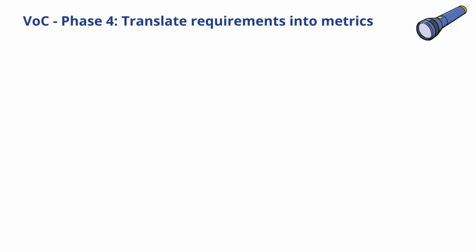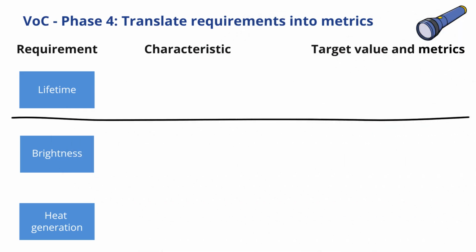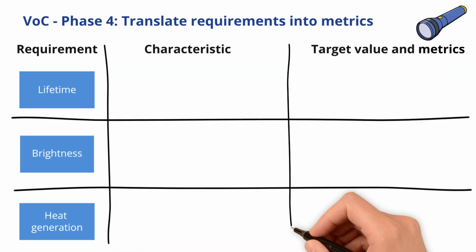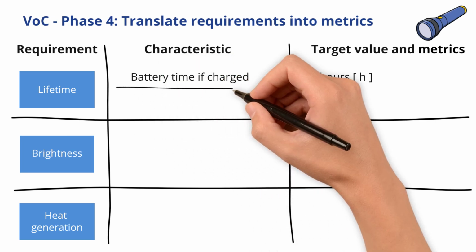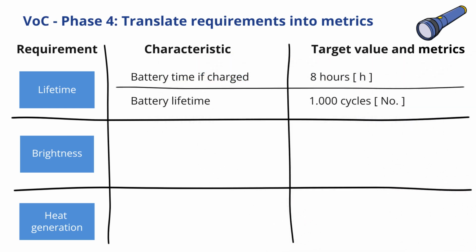In the final phase, requirements are translated into characteristics with target values in corresponding metrics. This process can be challenging, and it's easy to lose focus along the way. For our example, however, it can be presented in a very manageable way, since we obviously can't write down all the requirements in 3 minutes.